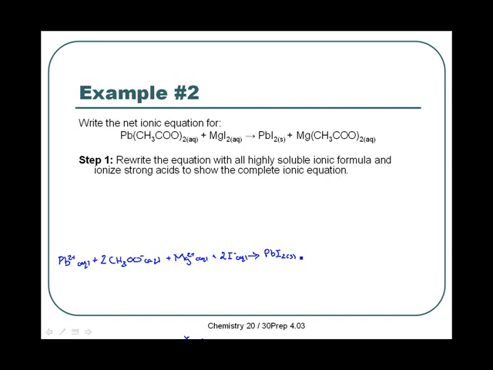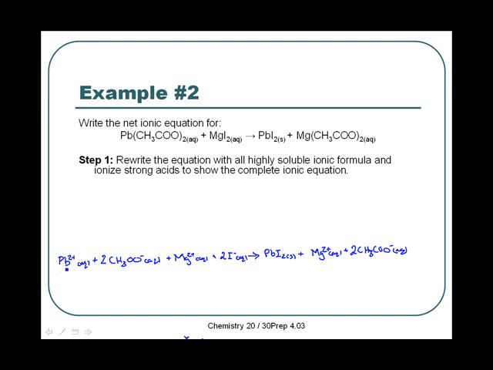Just like in the last reaction, it's a solid, so we don't write it as ions because it's not ions. There's our magnesium. And finally, our acetates. And there's two acetates. And so there's our total ionic reaction. And then what we do is we go through and just cross out things that didn't change.